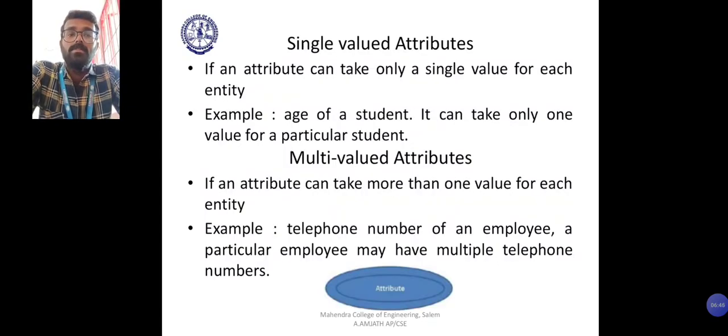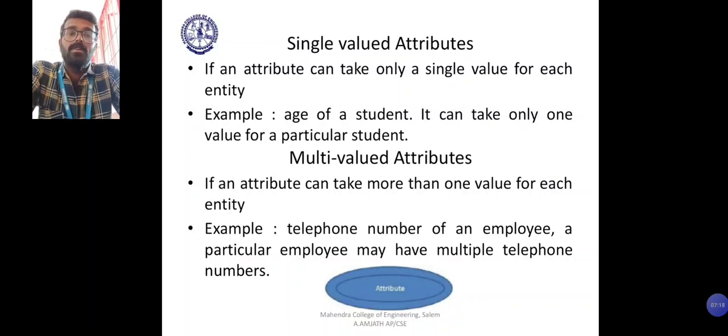Then we can use single valued attributes. Single valued means an attribute can take only a single value for each entity. For example, we can choose a student. In student we have the age of a student. It can take only one value for a particular student. So a particular student has a particular age. So you can choose this as a single valued attribute.